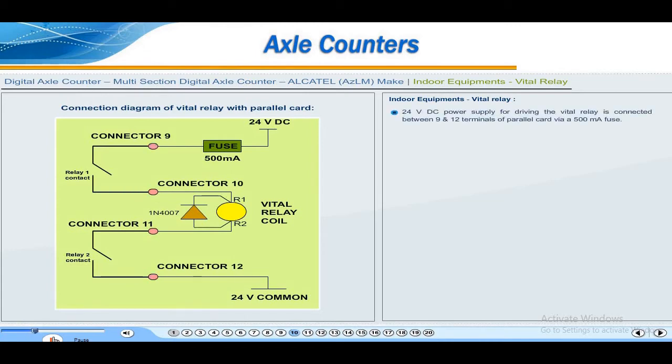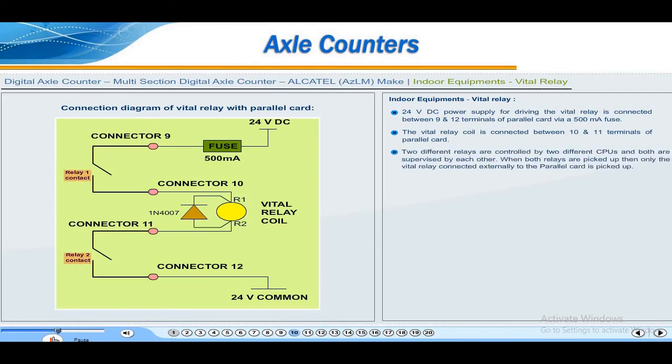The 24-volt DC power supply for driving the vital relay is connected between terminals 9 and 12 of the parallel card via a 500 milliampere fuse. The vital relay coil is connected between terminals 10 and 11 of the parallel card. Two different relays are controlled by two different CPUs and both are supervised by each other. Only when both relays are picked up is the vital relay connected externally to the parallel card picked up.